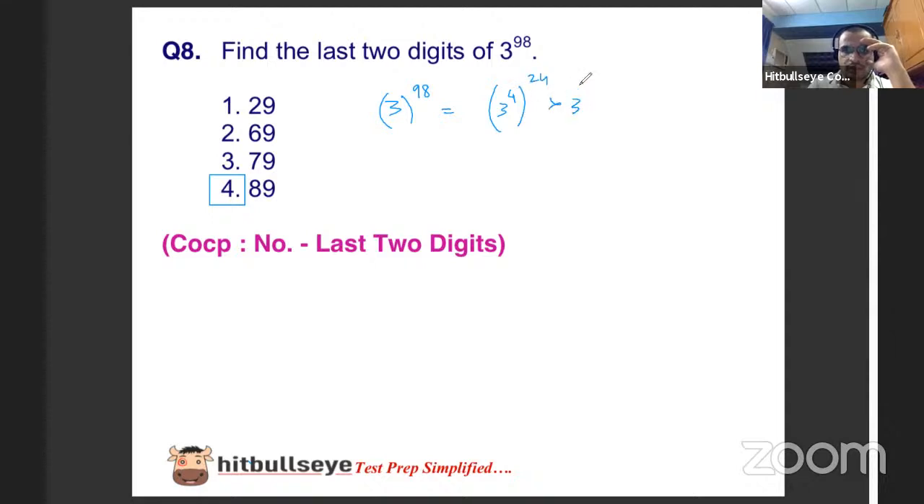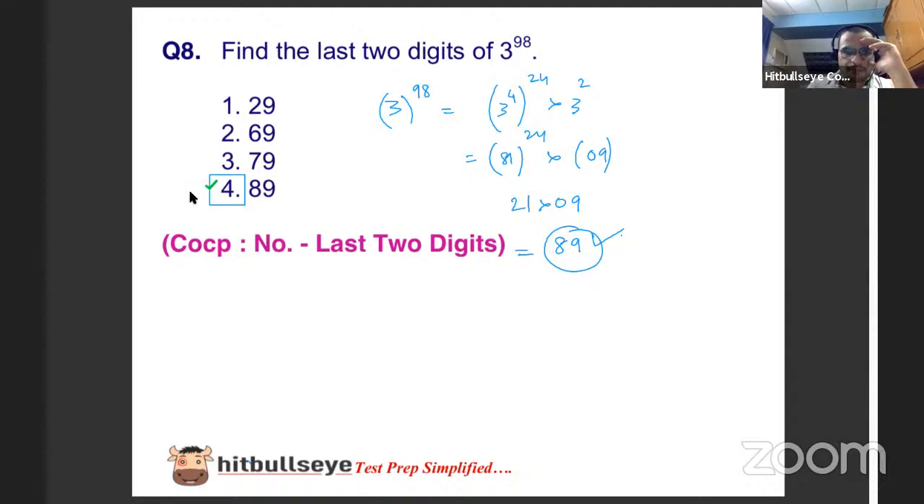Into 3 raised to power 2, 81, 24 into 09. And this gives me the value as what? 8 fours are 32, 21 into 09. And the answer comes out to be 89. 89 is the last two digits of 3 raised to power 98, the right answer. Fourth option is correct. Good, Shivam.